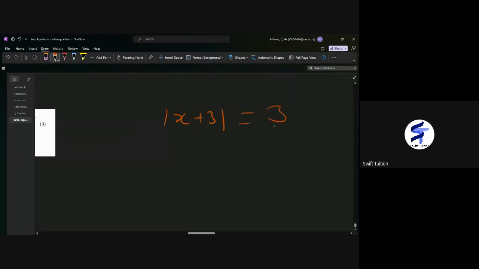Remember, this only works if this is positive. So that is a restriction that is absolutely important. So how am I going to do this? Well, this expression could have been equal to 3. This thing over here could have been equal to 3, in which case we took it and left it unchanged.